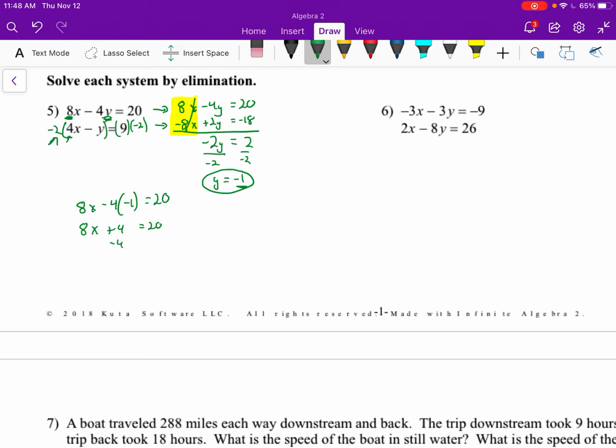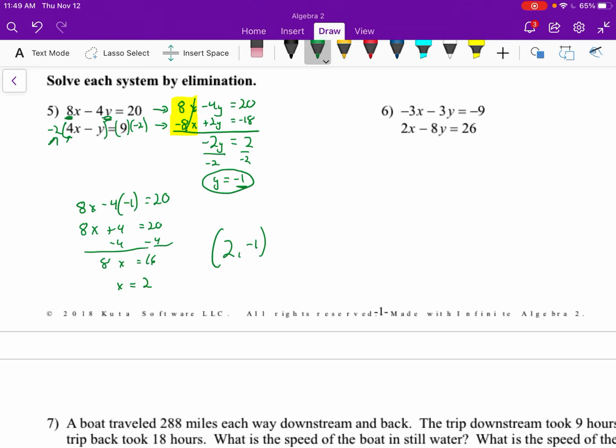We'll subtract 4 from both sides. 8x equals 16. Dividing both sides by 8, we get x equals 2, and we need to put our answer as an ordered pair. So 2, -1, which if you plug that back in, it will work for both equations.